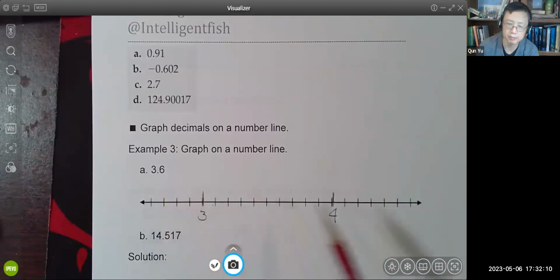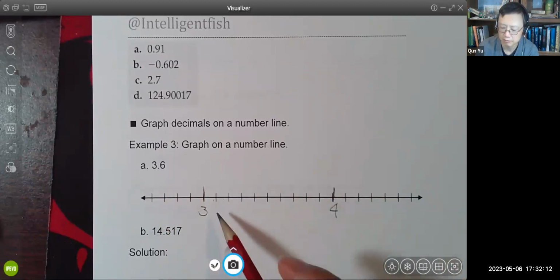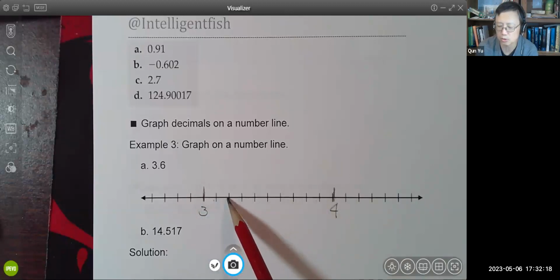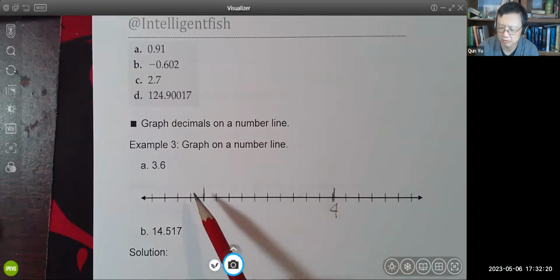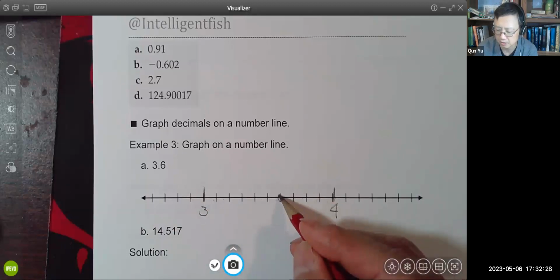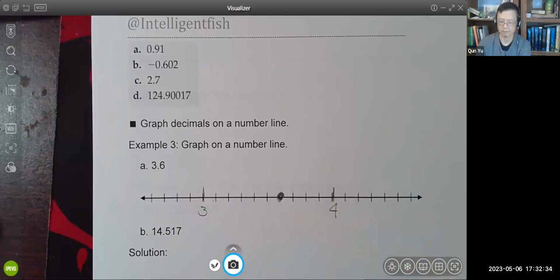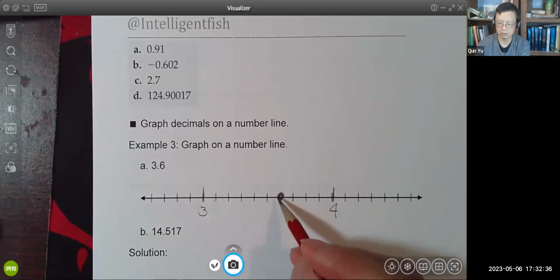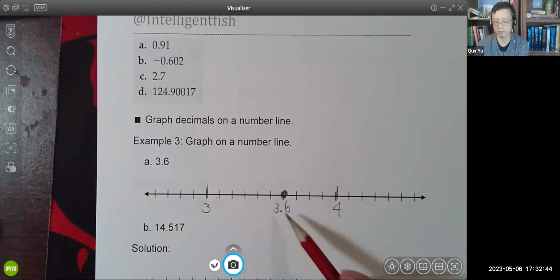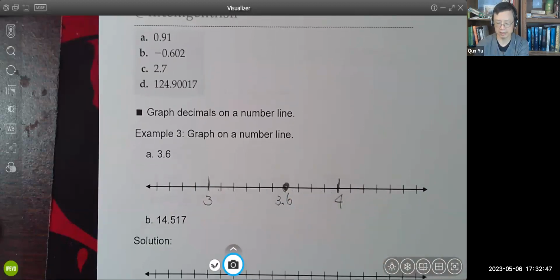So apparently 3.6 is between 3 and 4. We are using the decimal system. That's why between each unit, we can divide it into 10 smaller units. So we need 0.6. So 3.1, 0.2, 0.3, 0.4, 0.5, 0.6. So this is the location of 3.6. You can just use a dot to represent 3.6. You can also label it, but you don't have to. This dot represents 3.6.